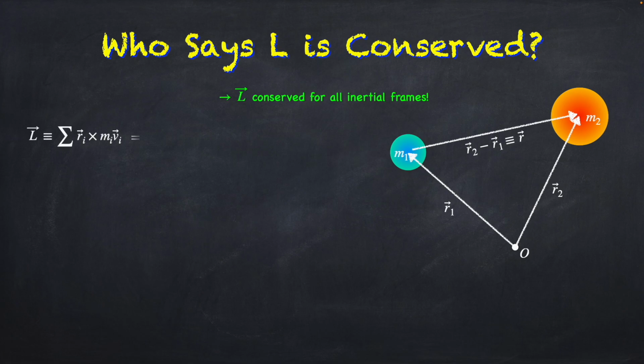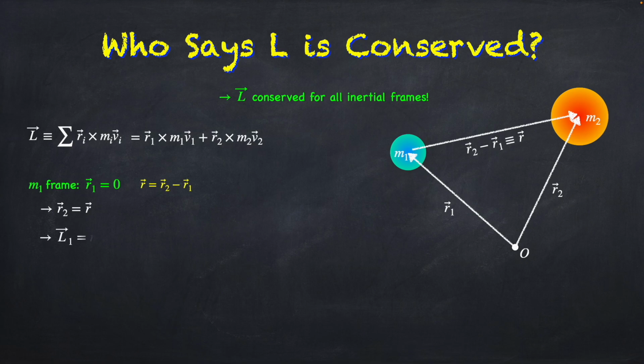We have our general definition for angular momentum. Let's say we take the point of view of mass 1. In this case, R1 is 0 because we're standing on M1. Since little r, our relative position, is R2 minus R1, we have that R2 is just R. So the first term will go to 0, and the second term will just be R cross M times V, the relative velocity, giving us that the angular momentum from the point of view of mass 1 is just M2 times L, and little l, as we know, is constant.